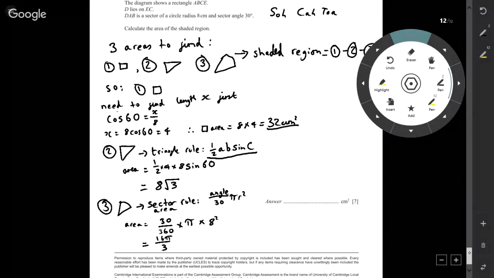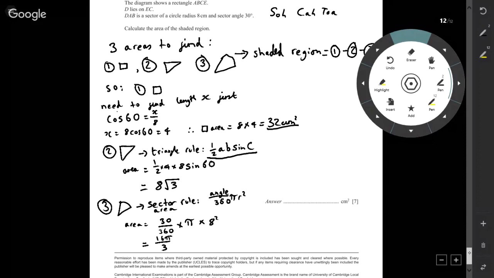Third, the sector rule. So to find the area of a sector, this is the formula. Again, another one that you hopefully will know. It is the sector angle over 360, that should say, times pi r squared. So area equals 30, which is the angle, over 360, times pi, times the radius squared, which is 8 squared, as you can see from the diagram above. This comes to 16 pi over 3.